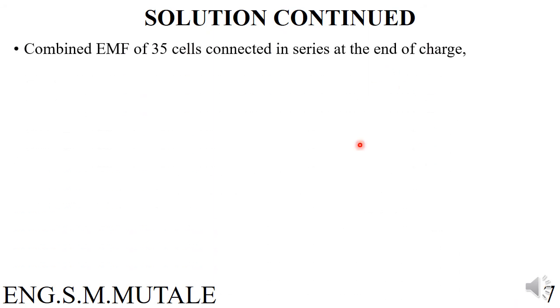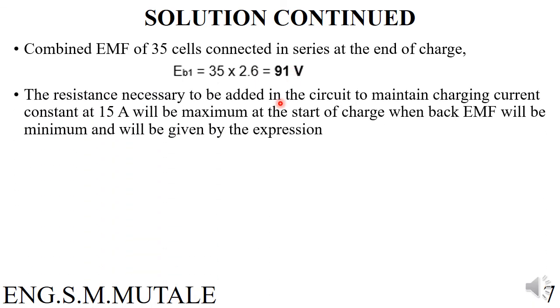Okay, and then the combined EMF of 35 cells connected in series at the end now. So in your ending, the combined EMF would be the number of cells times the EMF at the end, which is the 2.6. When you multiply these, it's going to give us 91 volts. Okay, now the resistance which is necessary to be added in the circuit to maintain the charging current at a constant of 15 amps will be maximum at the start of the charge, when the back EMF will be minimum, and it will be given by that expression.